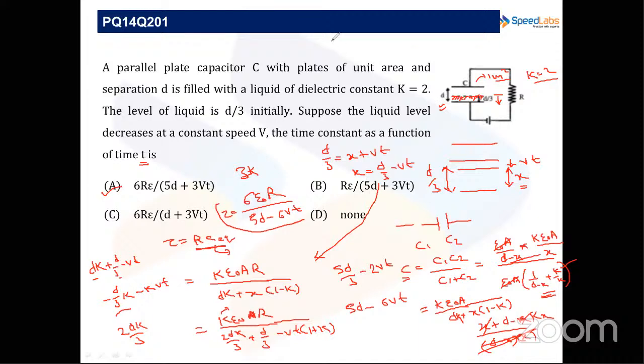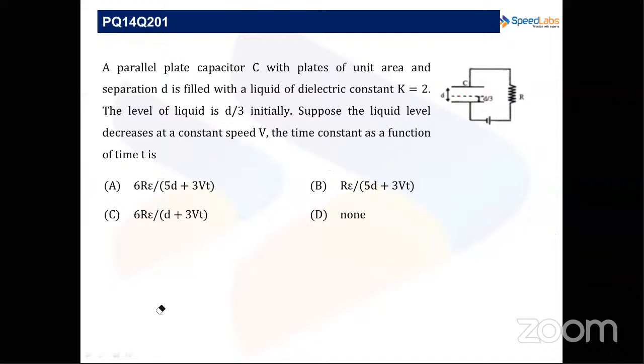Any confusion? Let me re-explain कि क्या क्या किया है. हम लोग एकदम फास्ट में re-explain कर लेते हैं.